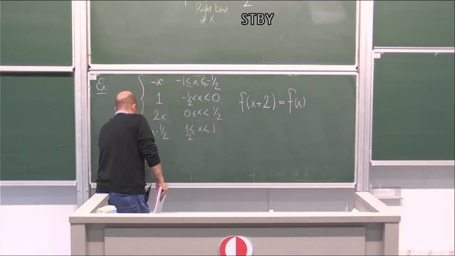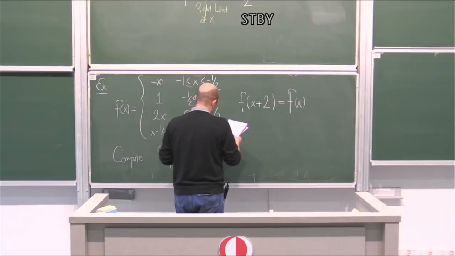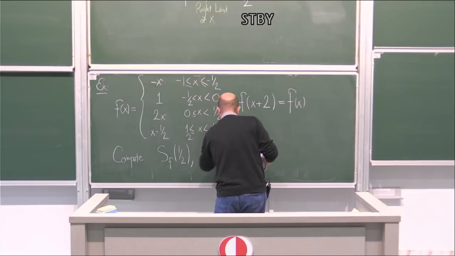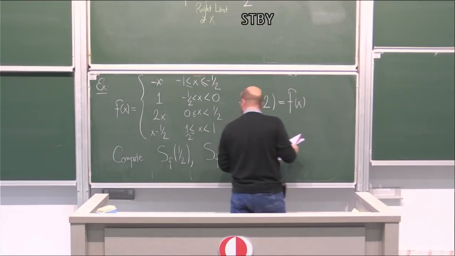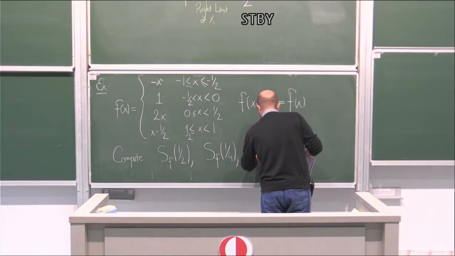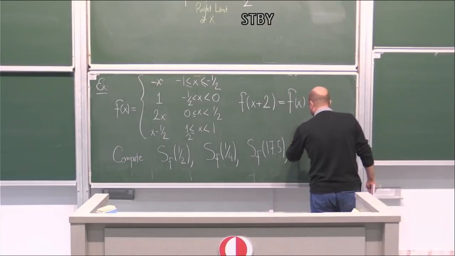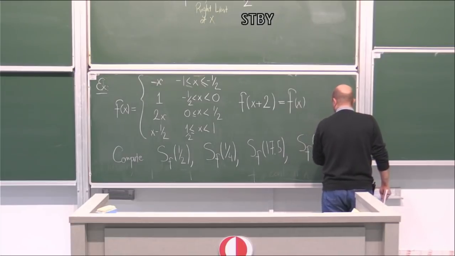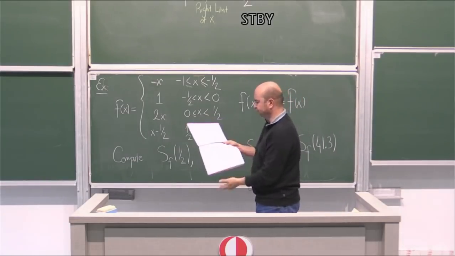Compute the value of the Fourier series at 1 over 2. Compute the value of the Fourier series at 1 over 4. Compute the value of the Fourier series at 17.5. Compute the value of the Fourier series at 41.3. So compute the values of the Fourier series at the given points. All right.